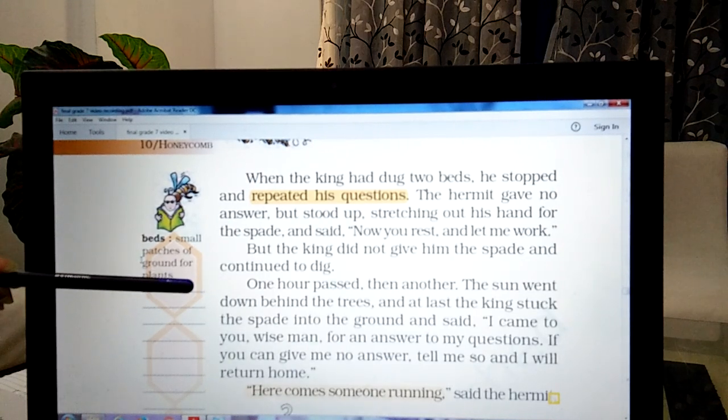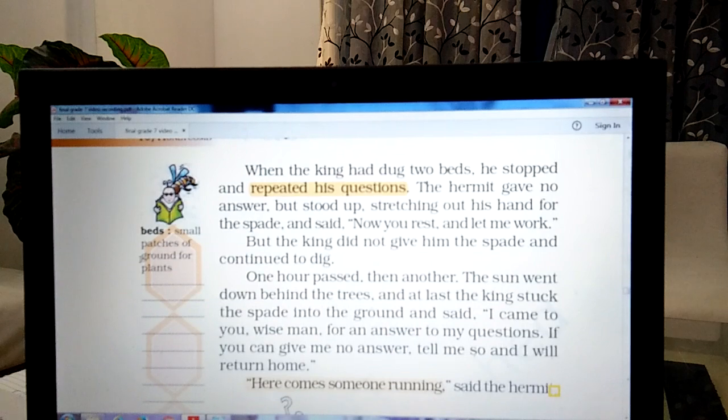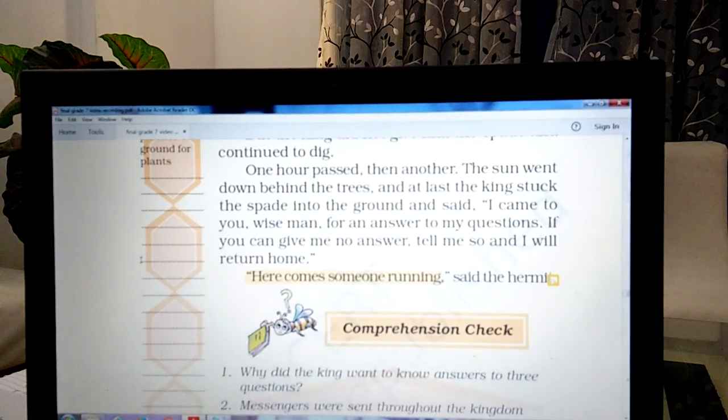The sun went down behind the trees, and at last the king stuck the spade into the ground and said, I came to you, wise man, for an answer to my questions. If you can give me no answer, tell me so, and I will return home. Here comes someone running, said the hermit. I have put one more sticky note here, so let's see what's here. Yeah, interval time. So it's an interval of our story.